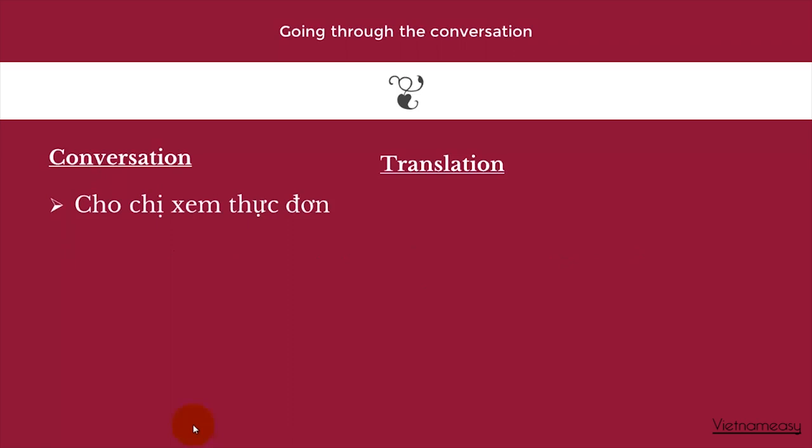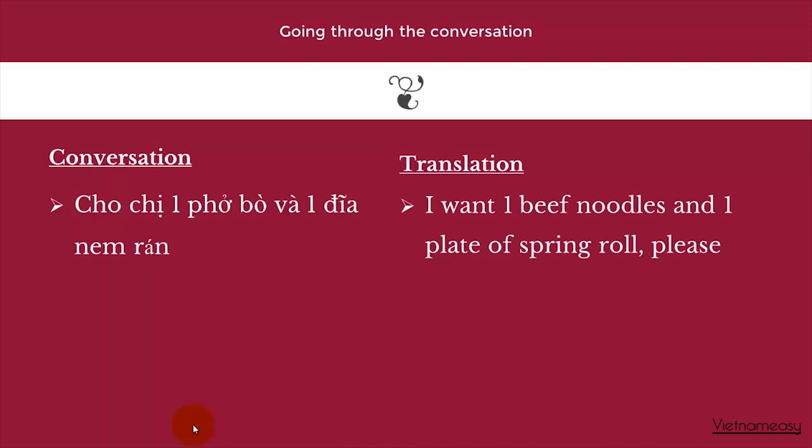Cho chị xem thực đơn. This one means, can I see the menu please? Vâng, đây ạ. Here you go. Cho chị một phở bò và một đĩa nem rán. This means, I want a beef noodles and a plate of spring roll, please.